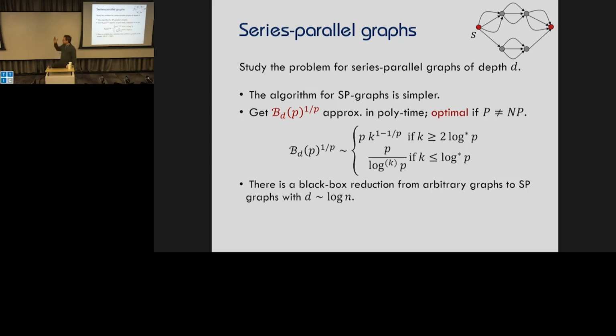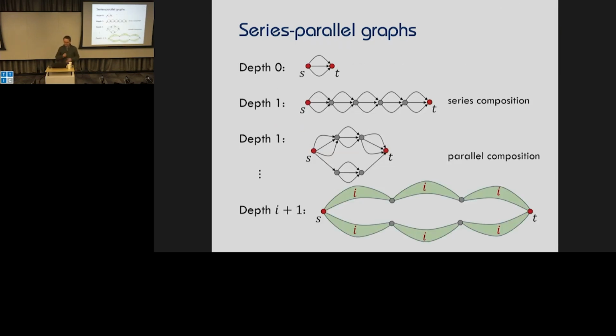So if we just plug in d equal to log n, then we will get an algorithm for arbitrary graphs. This reduction is not the best way to get an algorithm for arbitrary graphs, but it is a possible way, which gives an algorithm with a slightly suboptimal running time.